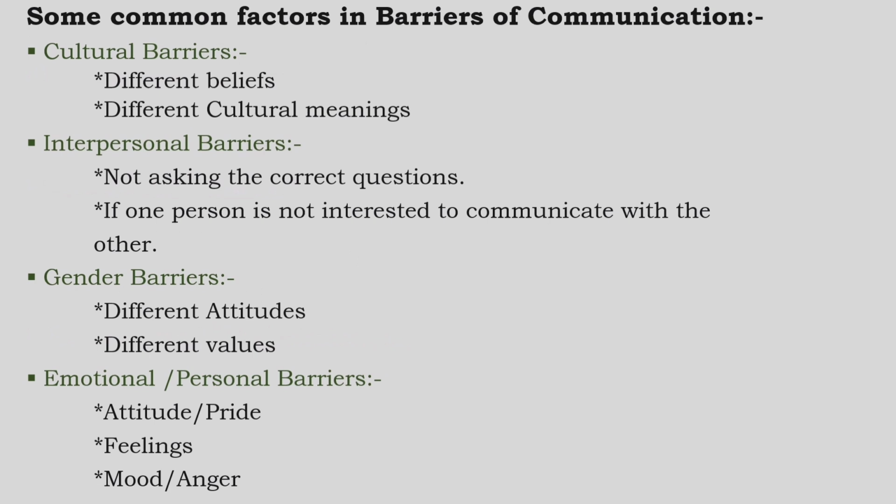Finally, emotional and personal barriers. They prevent us from communicating effectively due to our own emotions, experiences, or biases. These barriers may include fear of vulnerability or rejection, past traumas or emotional baggage, self-doubt or low confidence, defensiveness or emotional reactivity, and fear of being judged or criticized.